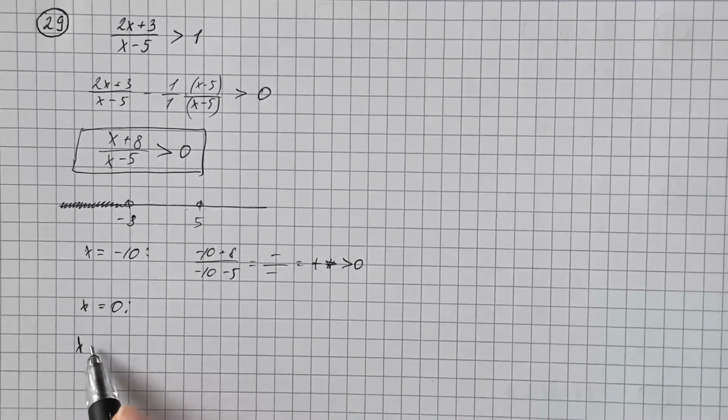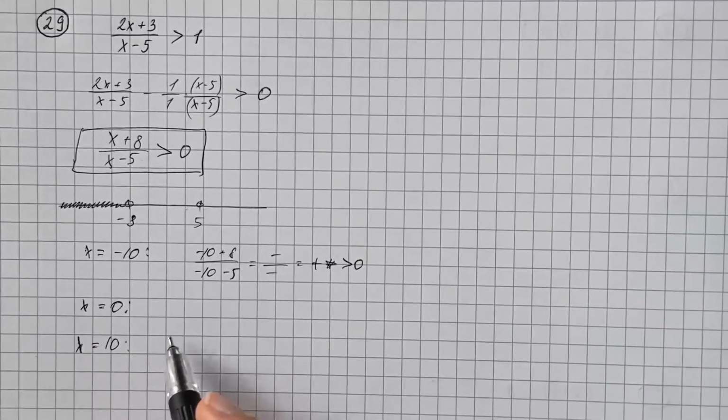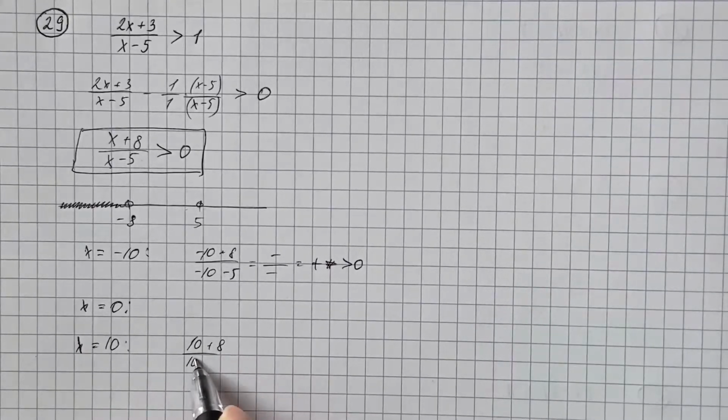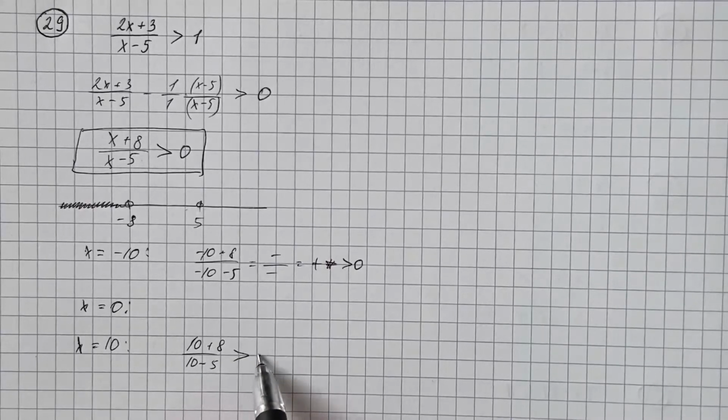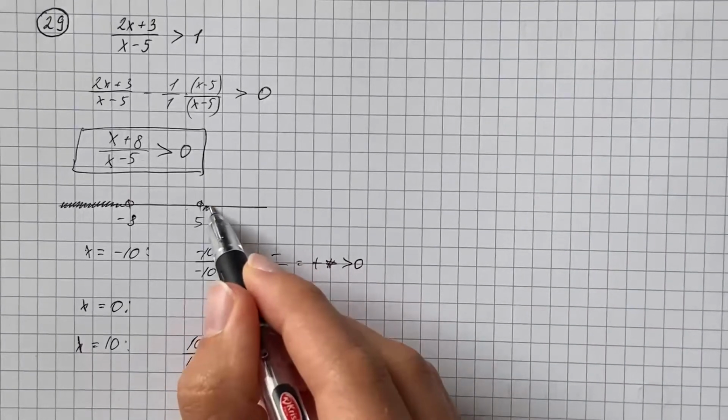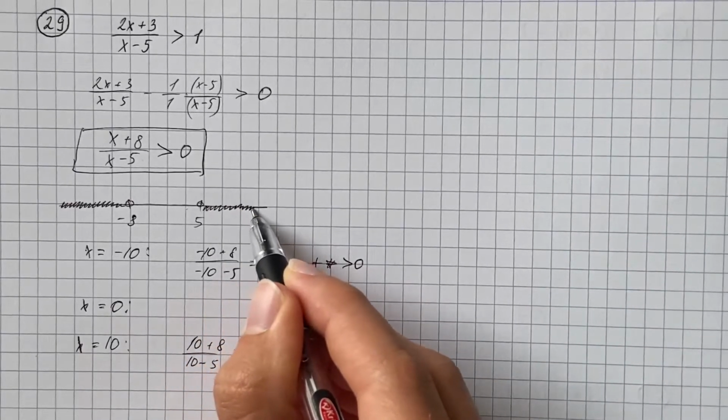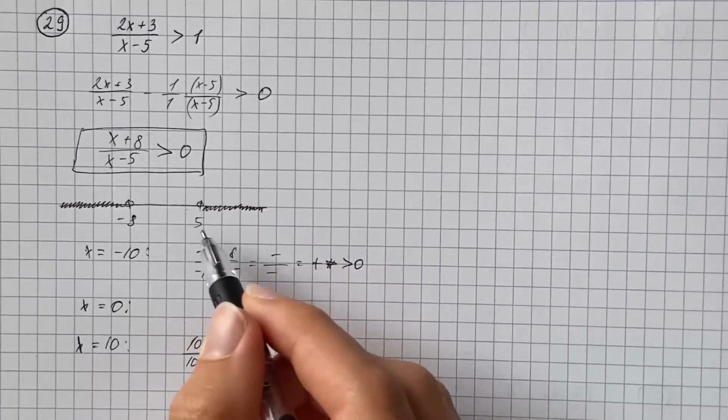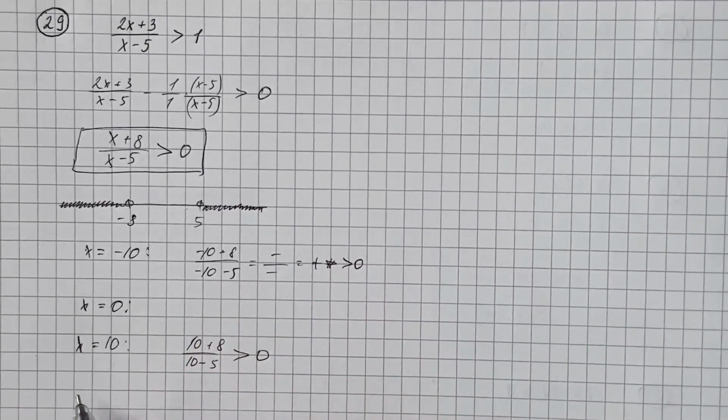And the last interval is going to be x equals 10. So if we substitute, we get 10 plus 8 over 10 minus 5. So it's going to be a positive number over a positive number, which is greater than 0. So all numbers which are greater than 5 do work.